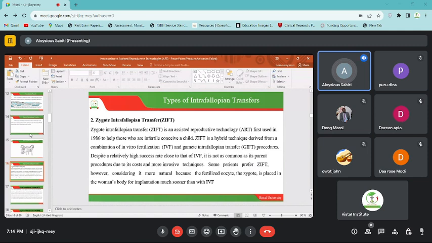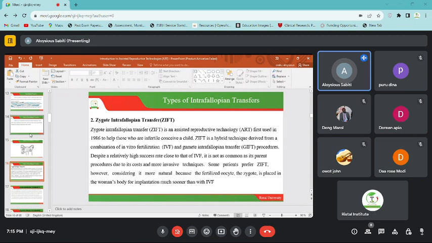So you should be able to understand in vitro fertilization because it is also used in this particular technique. ZIFT is derived from the combination of IVF and GIFT, or what we call the gamete intrafallopian transfer procedures. However, despite the relatively high success rates close to that of IVF, it is not as common as its parent procedures due to its costs and more invasive techniques.